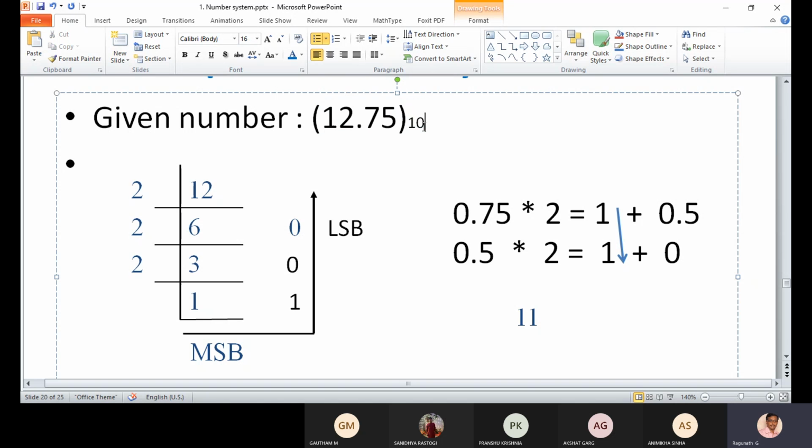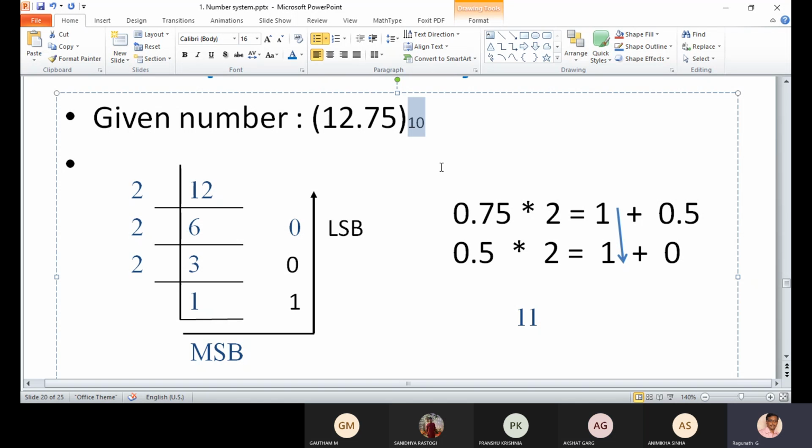The 10 is given, no? Now this is called the base. If the base is 10, it's decimal. If the base is 8, it's octal. If the base is 16, it's hexadecimal. Now what's the base value? The base value is 10. Now what is this? This is a decimal number.